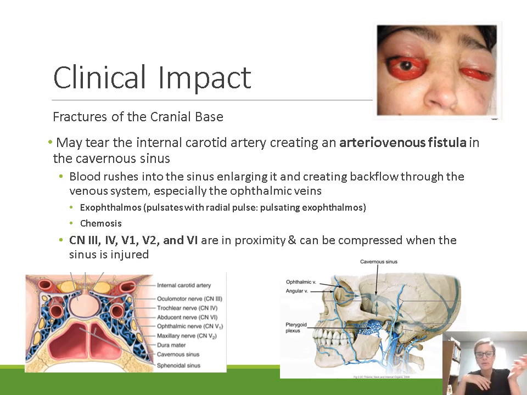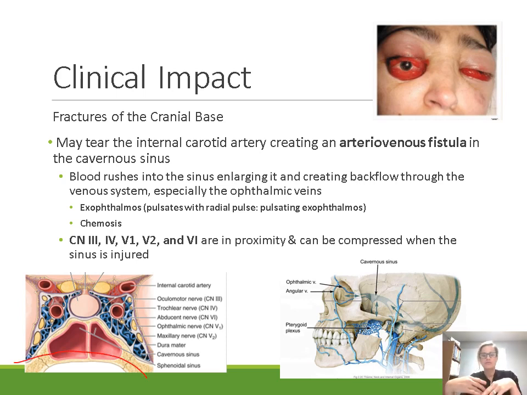We talked a little bit about fractures of the cranial base previously, when we talked about CSF otorrhea or rhinorrhea, right, when the CSF starts leaking out of the orifices. This is in relation to the cavernous sinuses. So this is fractures of the cranial base, specifically here near this sphenoid bone.